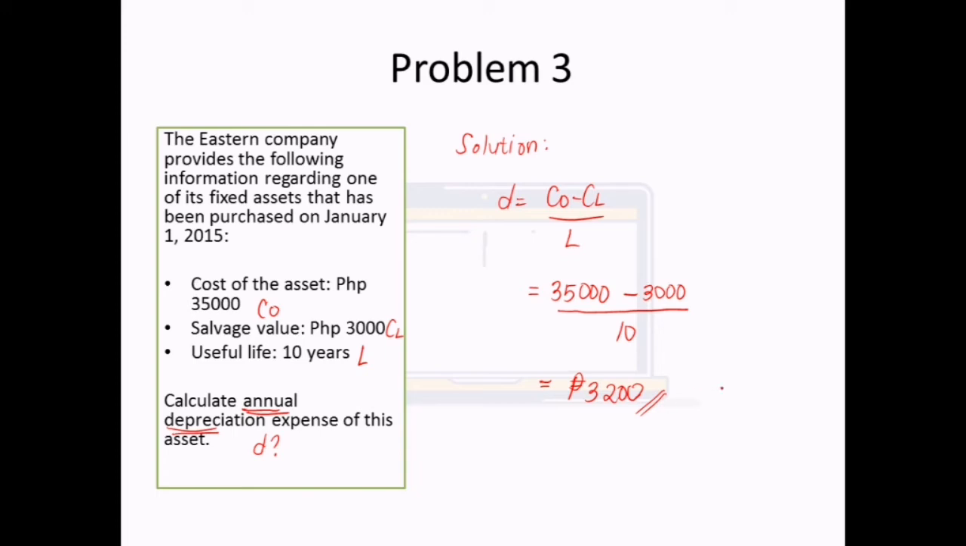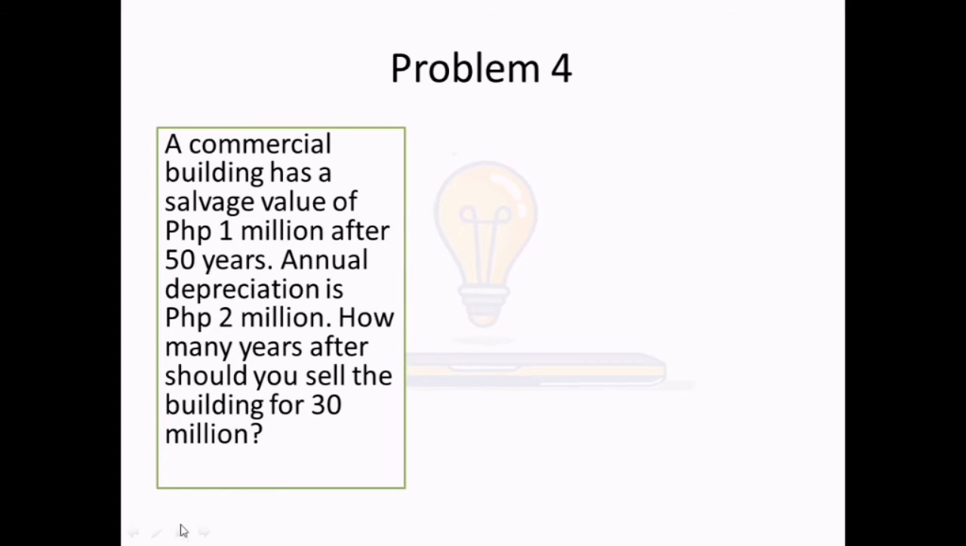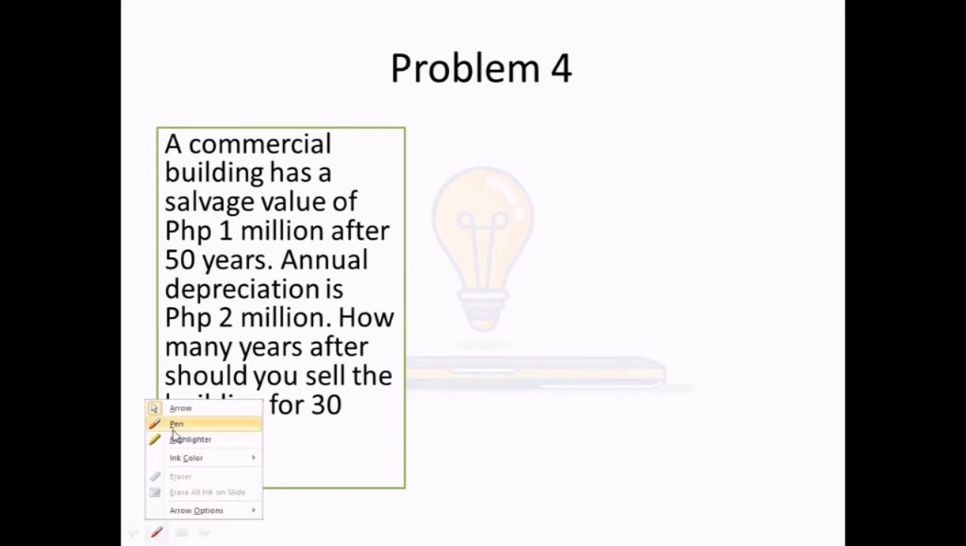Okay, so for the next problem, we have a commercial building. A commercial building has a salvage value of 1 million pesos after 50 years. The annual depreciation is 2 million pesos. How many years after should you sell the building for 30 million? This problem is quite tricky.